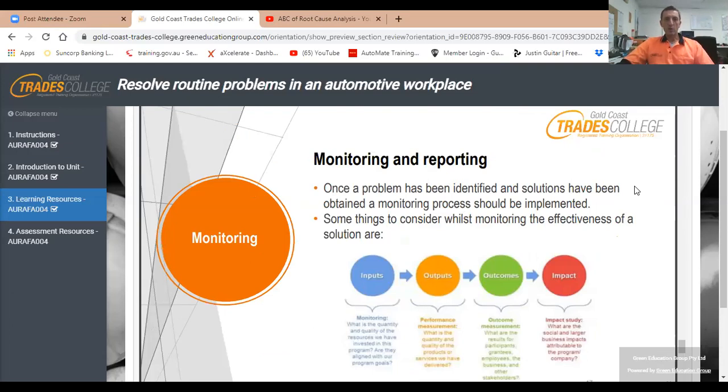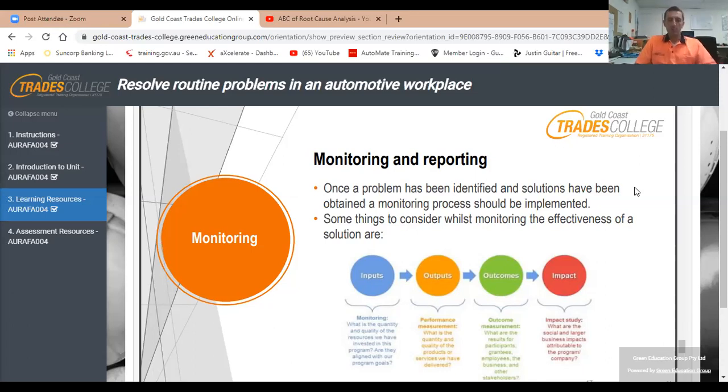Just getting towards the end now, we're talking about monitoring and reporting. If we've been through a problem solving process, we've resolved a particular problem, or we've come up with some solutions and we've implemented some solutions to our particular problem. As the heading says here, once a problem has been identified and solutions have been obtained, a monitoring process should be implemented. Some things to consider whilst monitoring the effectiveness of a solution are the inputs. So what are the inputs? What are the outputs? What are the outcomes? And what is the impact? So that's a sort of a four-step process, if you like.